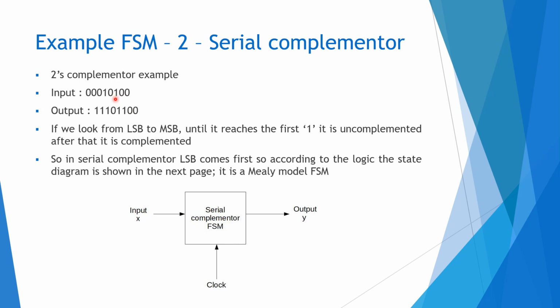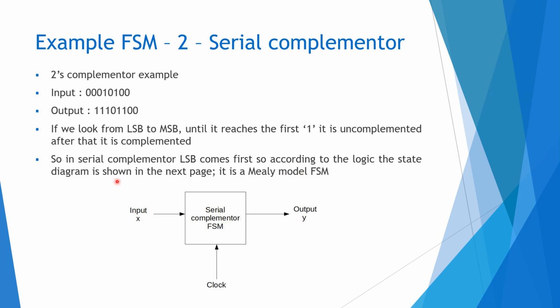After it reaches the 1, the next bits will be complemented. So there will be only two states. One state will be non-complementing, and the next state will be complementing all incoming serial bits. This is written here: from LSB to MSB, until it reaches the first 1, it is uncomplemented. After that, it is complemented. It just takes the opposite value, 1 to 0, 0 to 1. So in a serial complementer, the LSB comes first.